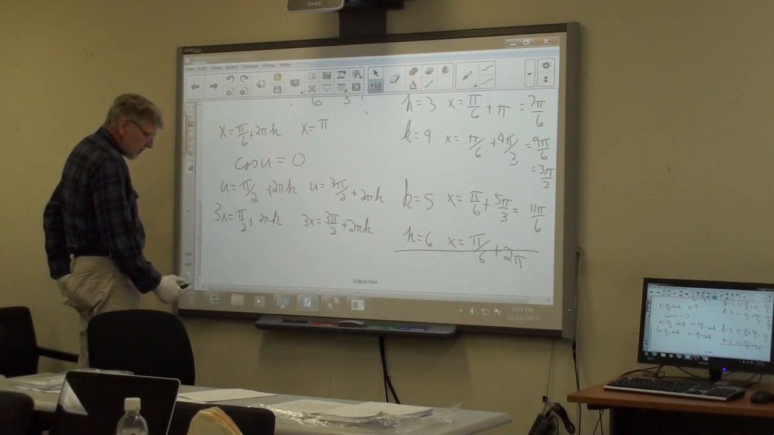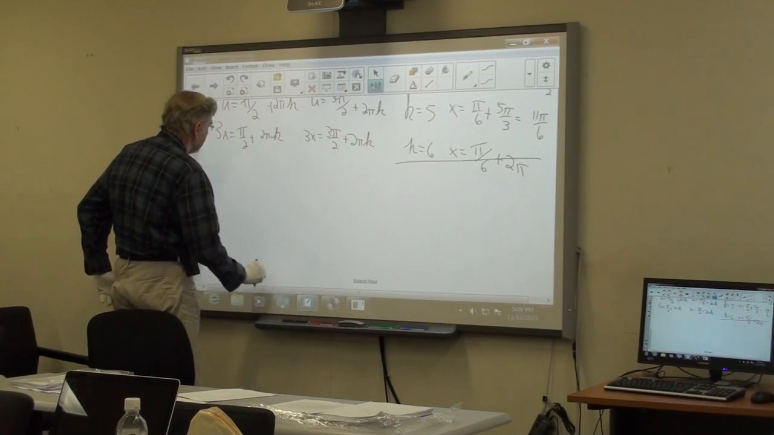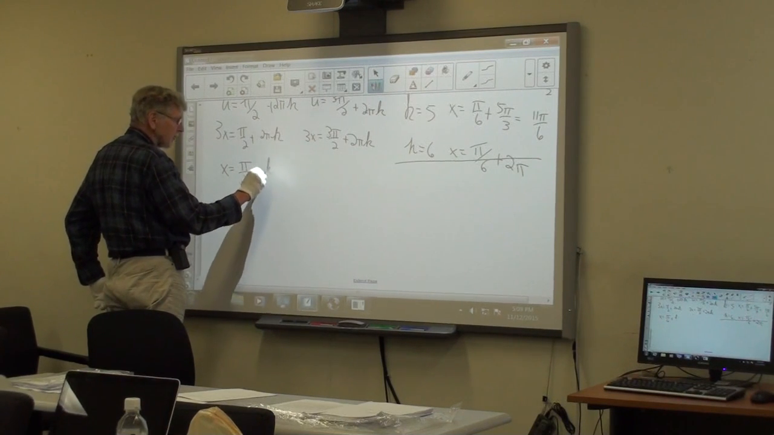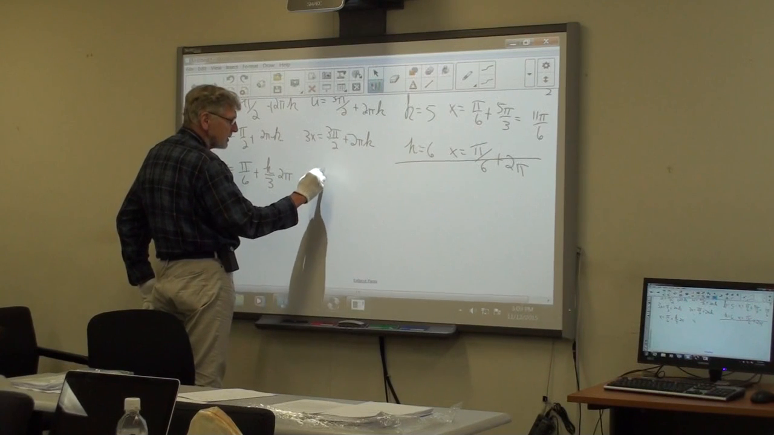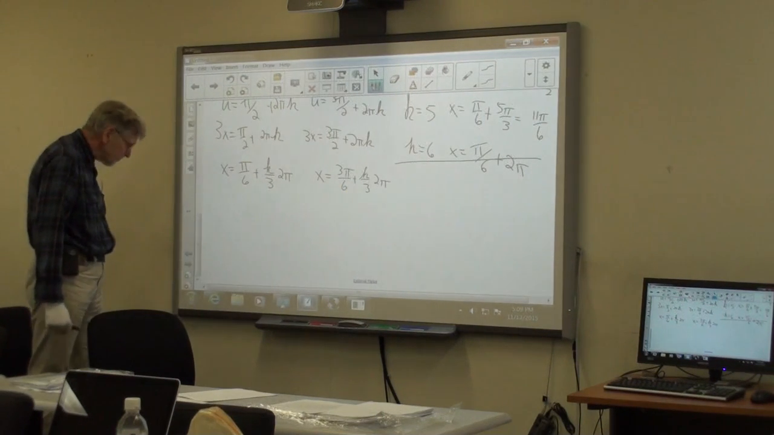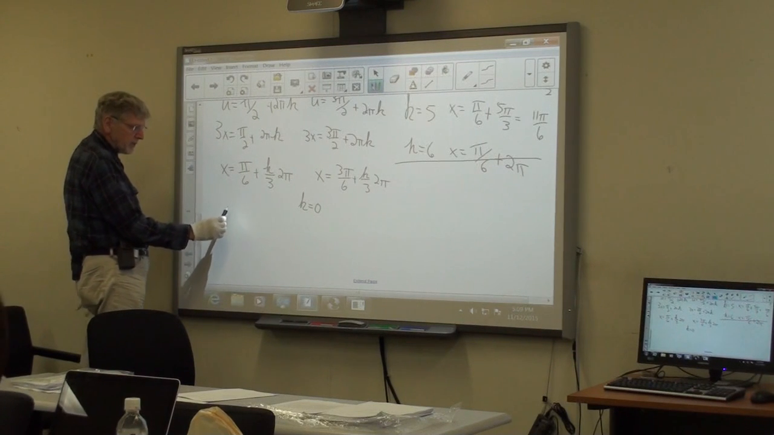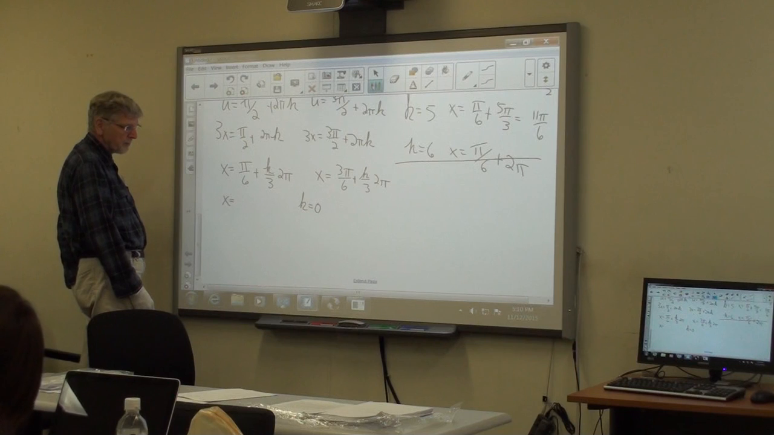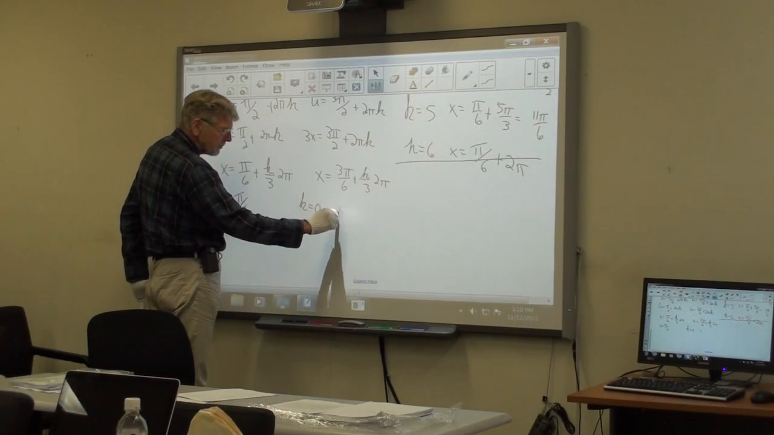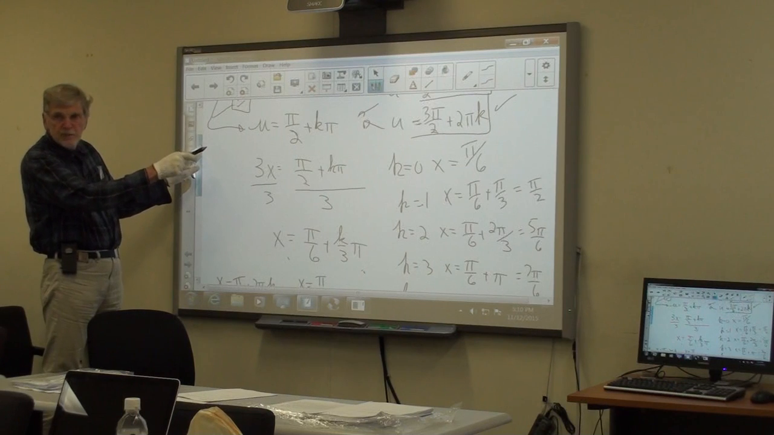Now, if I divide both sides of these equations by 3, then I'm going to get x equals pi over 6 plus k over 3, 2 pi. And here I'm going to get x equals 3 pi over 6 plus k over 3, 2 pi. Now I'm going to put in a table. First I'm going to let k equal 0. Then x is pi over 6. Good? Letting k equal 0 here, x is pi over 2. Agreed? Now, notice that these were the first two answers that we got in the combined mode.